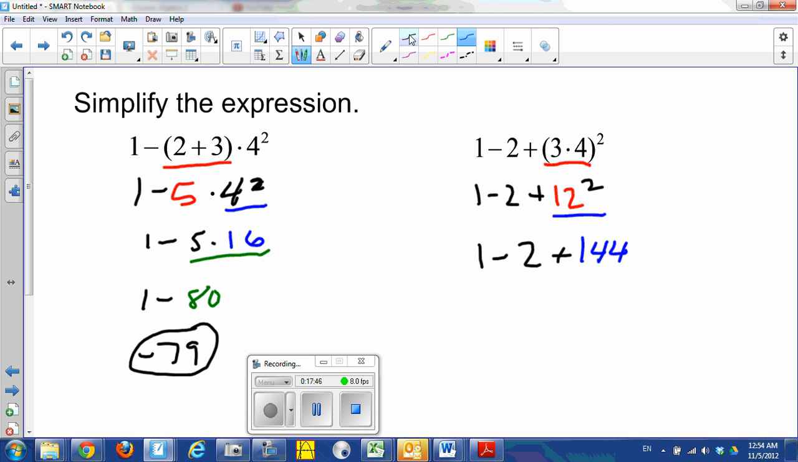So 1 minus 2 is 3? Oh my goodness gracious, hallelujah. Let's undo that junk. What's 1 minus 2, boys and girls? 1 minus 2 is negative 1. And negative 1 plus 144 is 143.